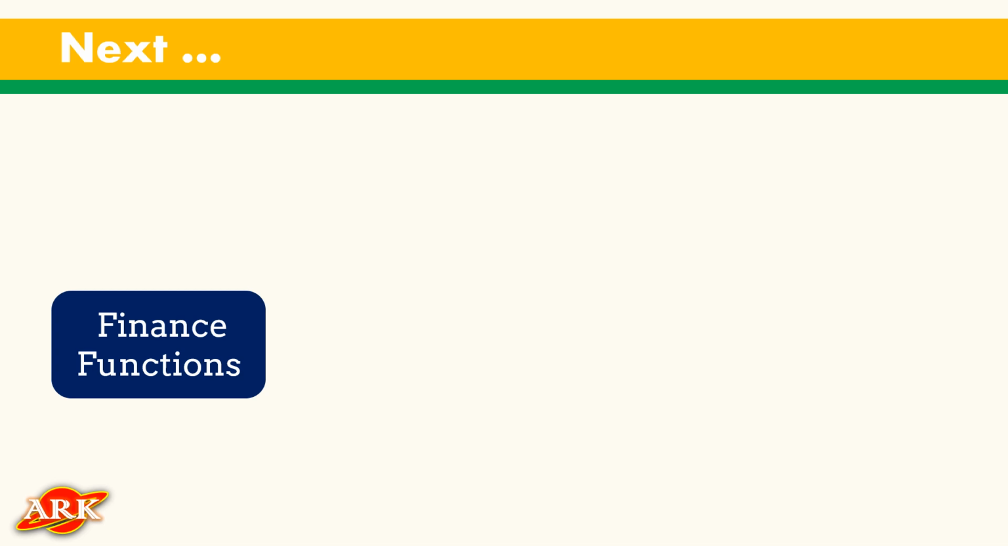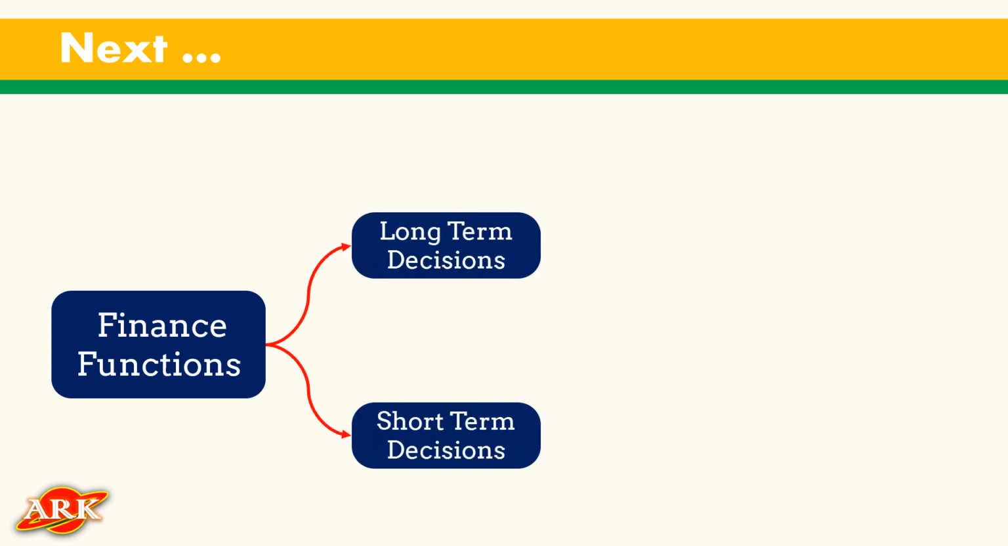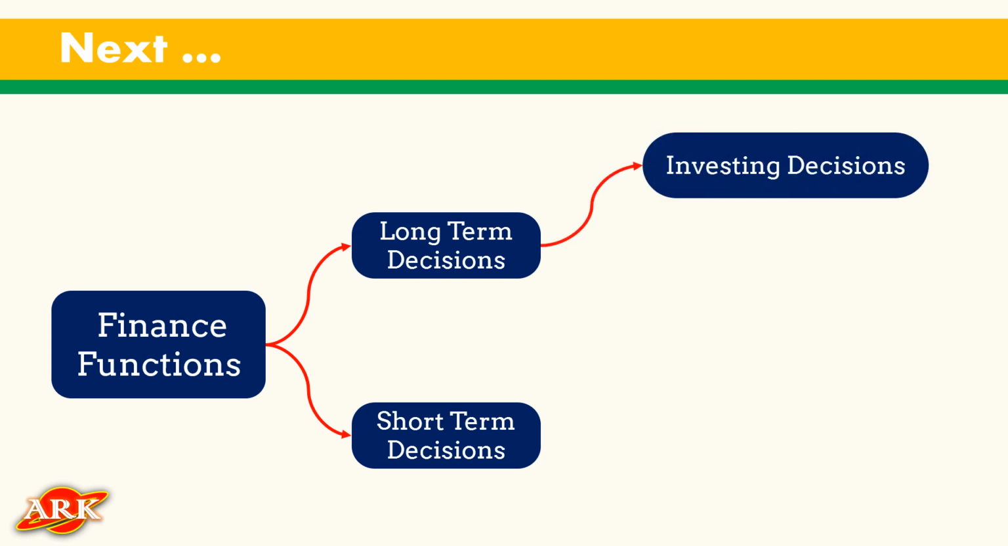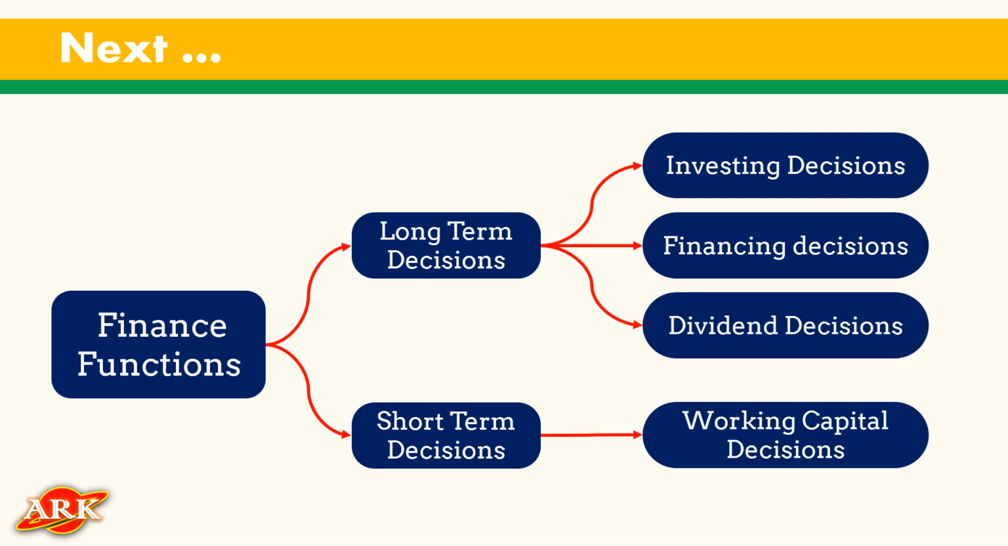We're going to focus on finance functions and also long-term decisions and short-term decisions. Long-term decisions are further classified into investment decisions, financing decisions, and dividend decisions. Short-term decisions are classified into working capital decisions. In the next tutorial, we're going to learn about all these topics in detail with examples.